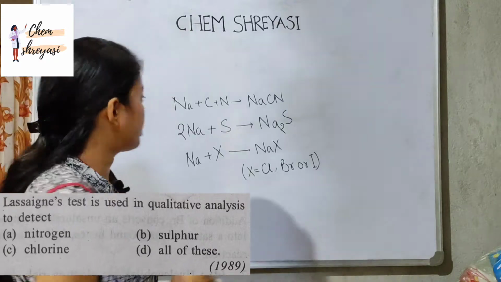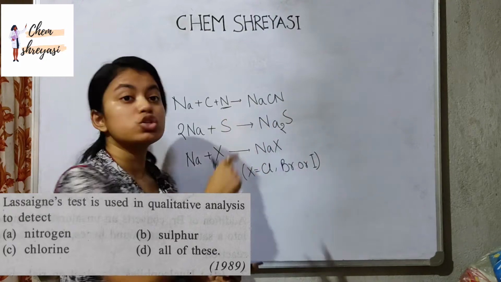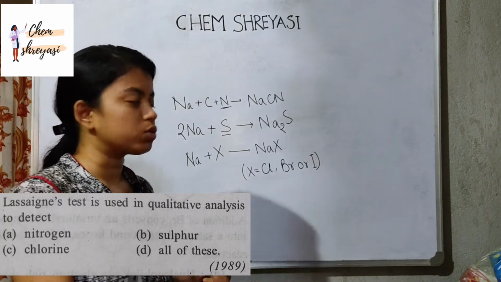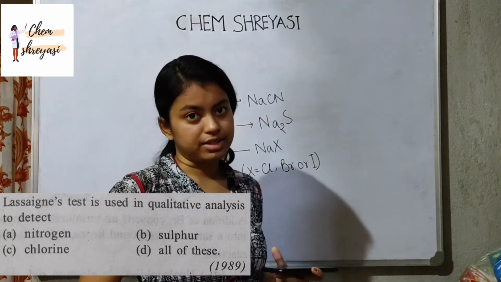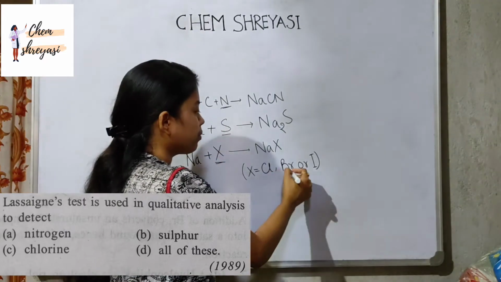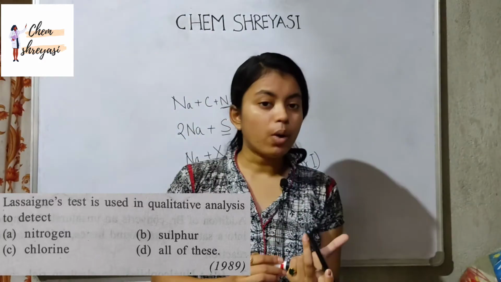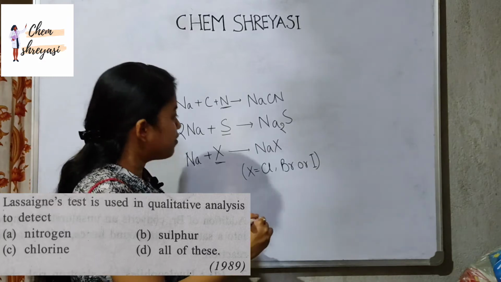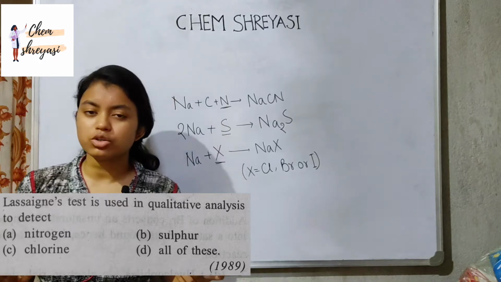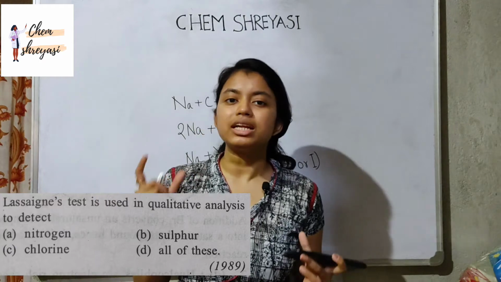When nitrogen is present in an organic compound, we fuse it with sodium and get sodium cyanide. When the organic compound contains sulfur, fusing it with sodium gives sodium sulfide. And when any organic compound has a halogen, that could be chlorine, bromine or iodine, we fuse it with sodium and get sodium halide. Now these cyanide, sulfide and halide compounds, when heated with distilled water, form the sodium fusion extract. So this is the complete Lassaigne test.